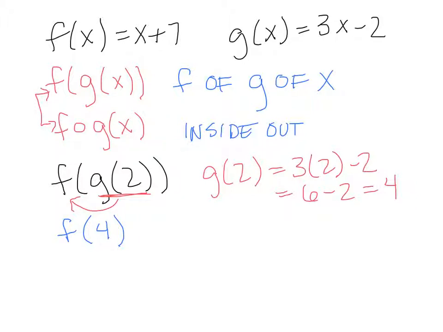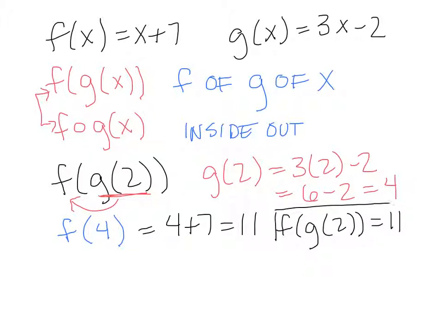Now we can go up to our f function and go, okay, well we know how to do this. That means 4 plus 7, which is 11. So f of g of 2 equals 11. So really, it's not anything new. You're just applying those things in sequence as opposed to doing them individually in isolated cases like we did last year.